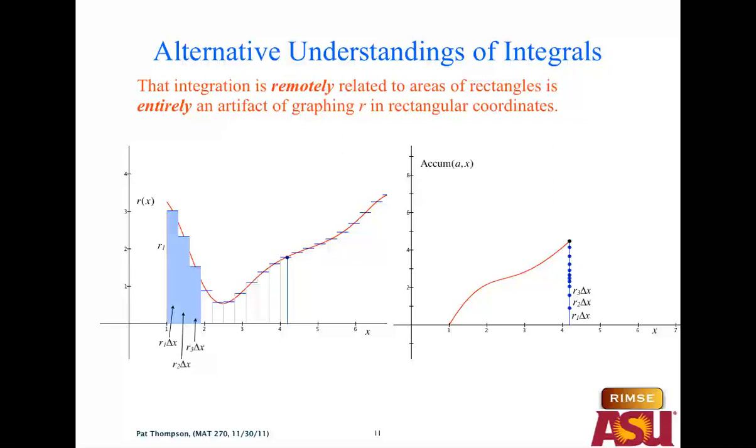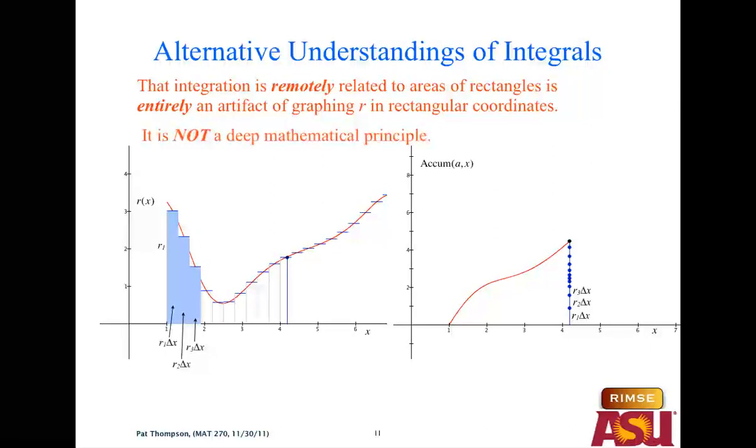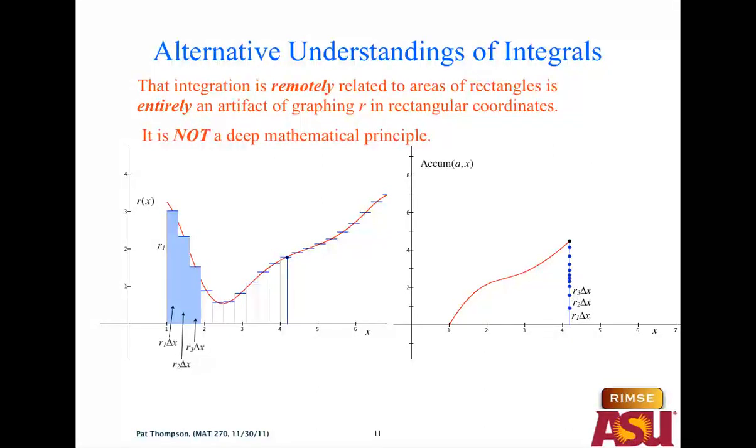Each one of those quantities is what? A little bit of accumulation. That's where that came from. And then it's kind of like, oh, look at this, you could also see that as an area. But what it really is, is a little bit of accumulation, and we're adding all those together. So this idea of area of rectangles, not deep, okay? Not a profound thing.